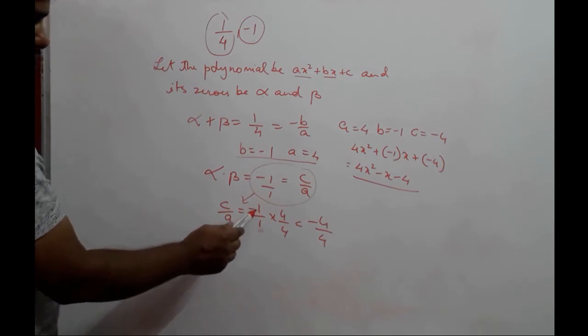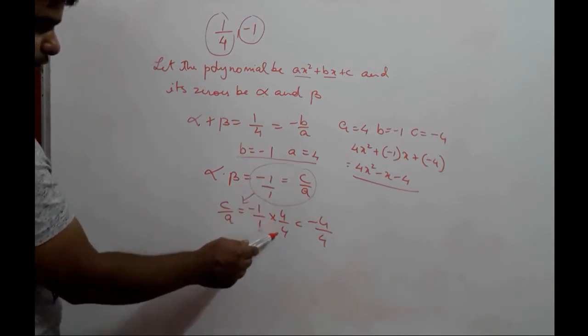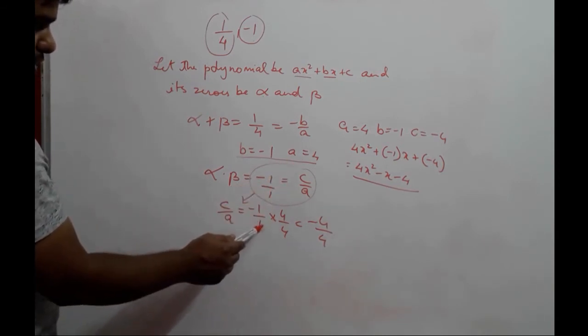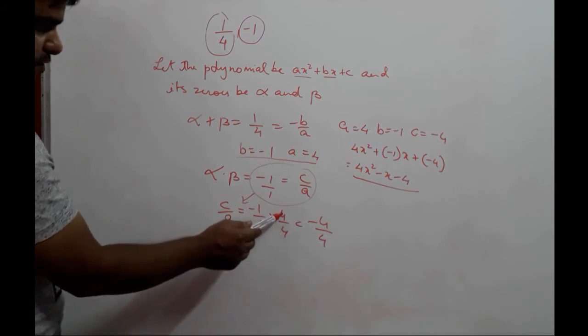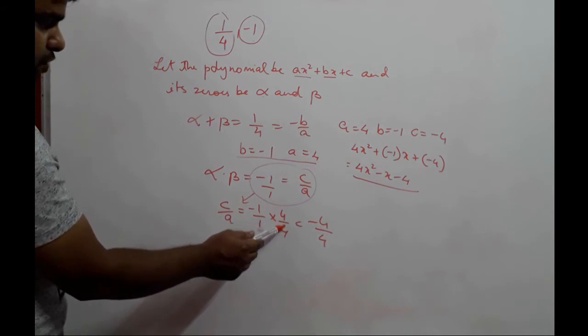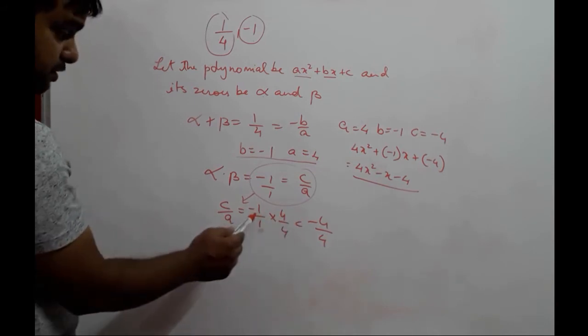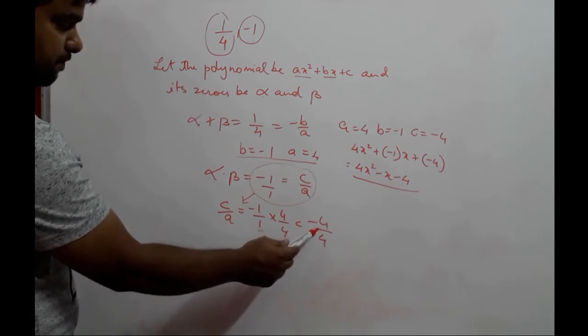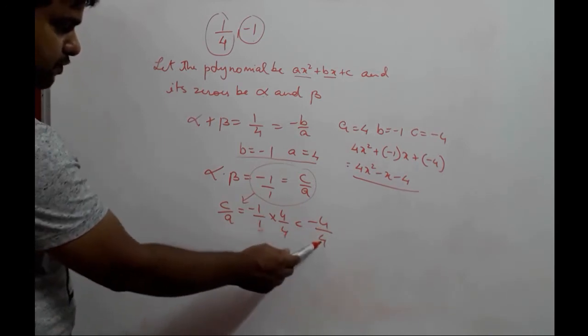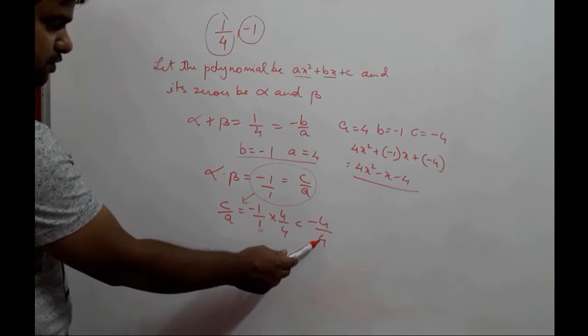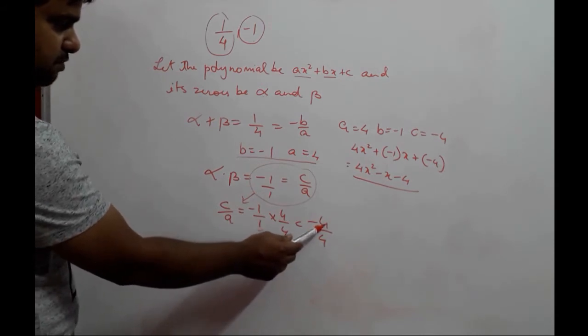Now we need a as 4, so we need to multiply this by 4. In order to balance this, we also divide it with a numerator of 4. So 4 upon 4. When 4 multiplies with minus 1, we get minus 4, and 4 into 1 gives you 4. So a is restored as equal to 4, and we get c as minus 4.